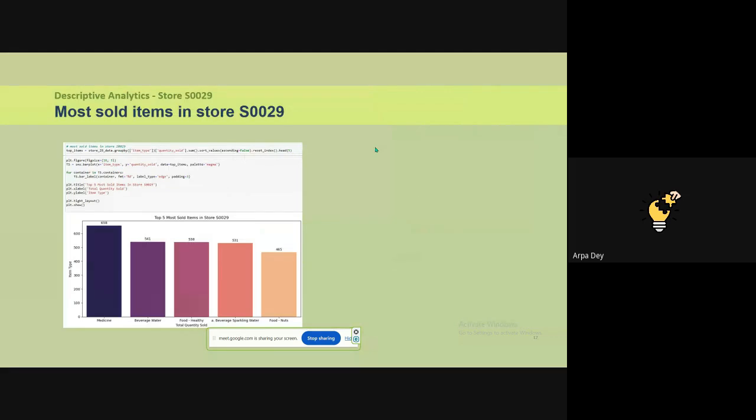Here are the top five most sold items of our store 29. We can see that the medicine category is the top selling category of our retail store, followed by beverage.